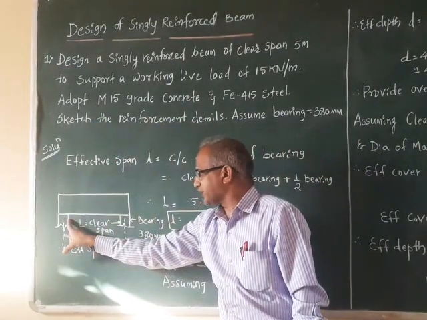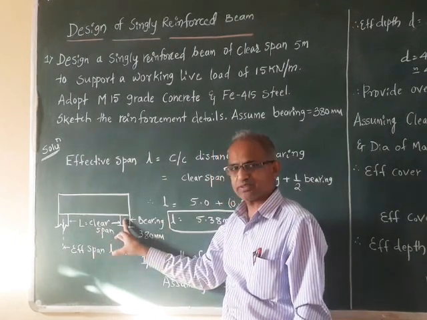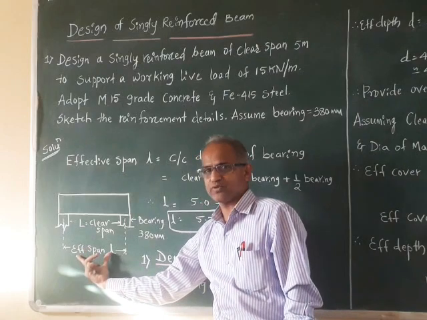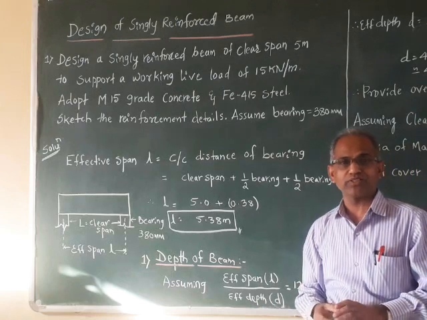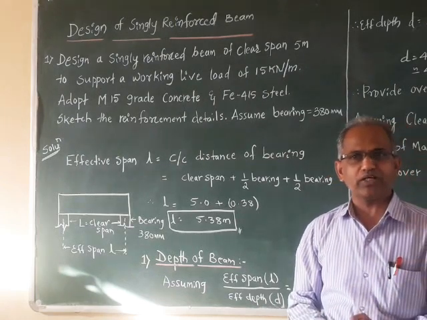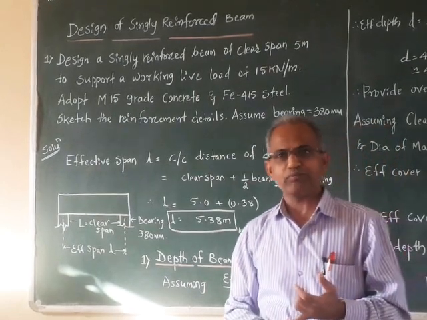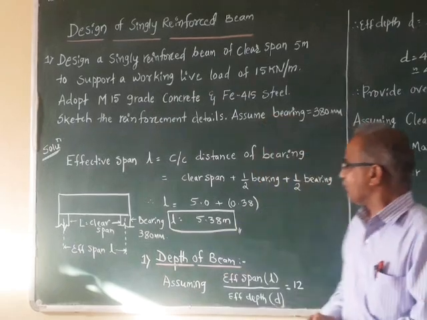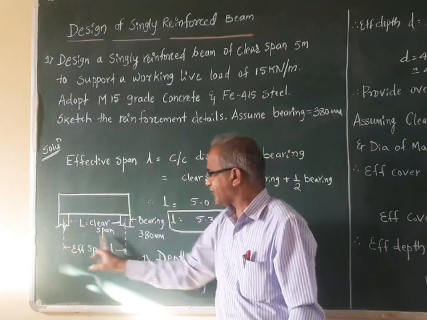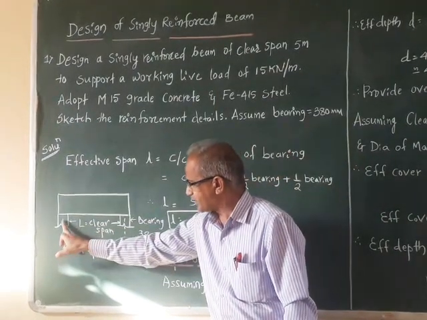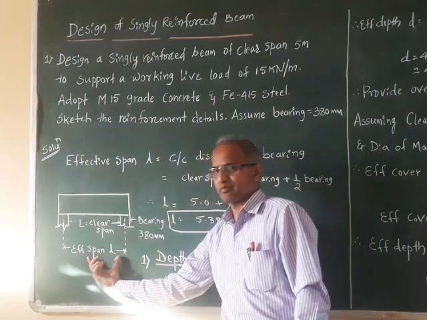From inner edge of the support to the inner edge of the support is the clear span, and from center of this support to the center of the support is the effective span, small l. In the previous class we have discussed the first step is you have to find out the depth of the beam. That is, first you will calculate effective depth of the beam, then overall depth of the beam. So let us first consider effective span, that is small l. Effective span is equal to center of this bearing to the center of this support.